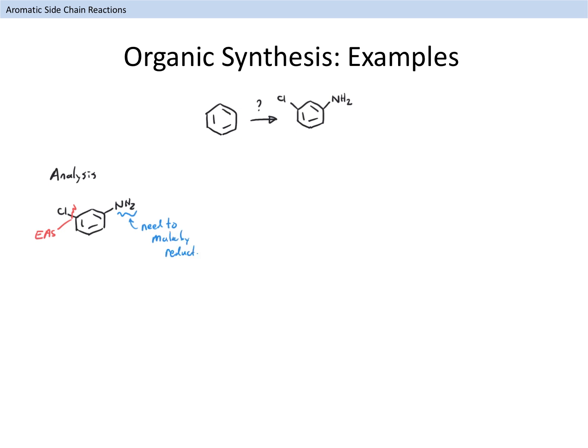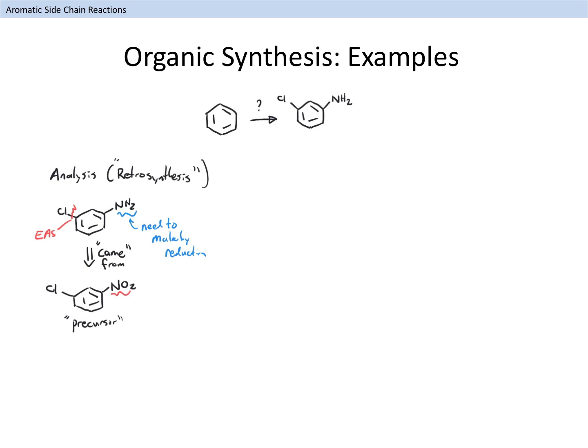Therefore, the problem requires that we prepare a synthetic intermediate, 3-nitro-1-chlorobenzene, as a direct precursor to the final product. This analysis, in which we work backward from the target compound to its precursors, is called retrosynthetic analysis, and is a key tool used in organic synthesis. But we haven't yet solved the problem. We still need to show how to prepare this synthetic intermediate.